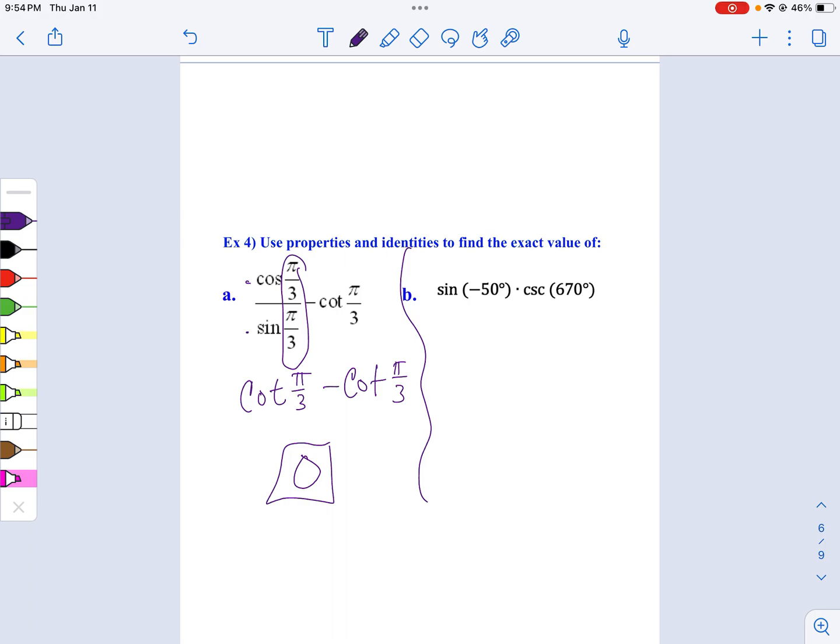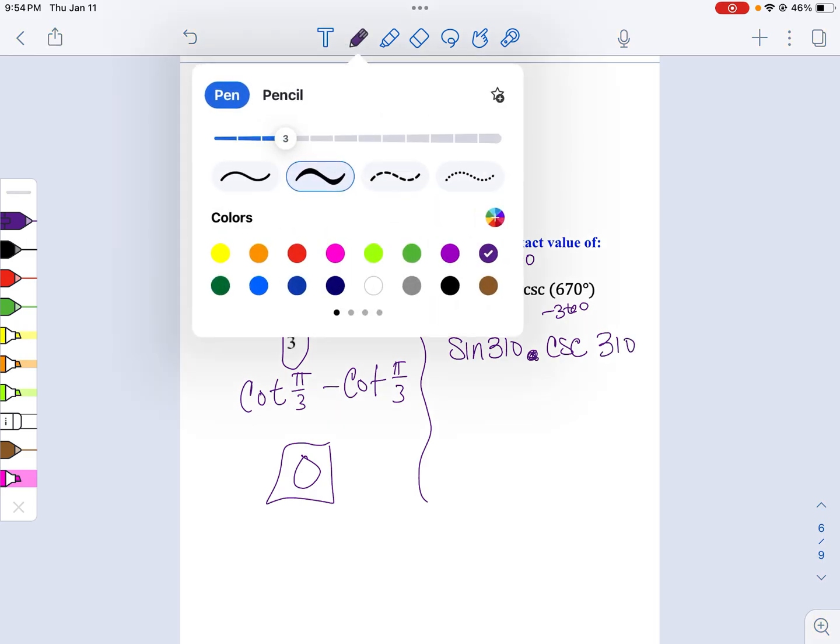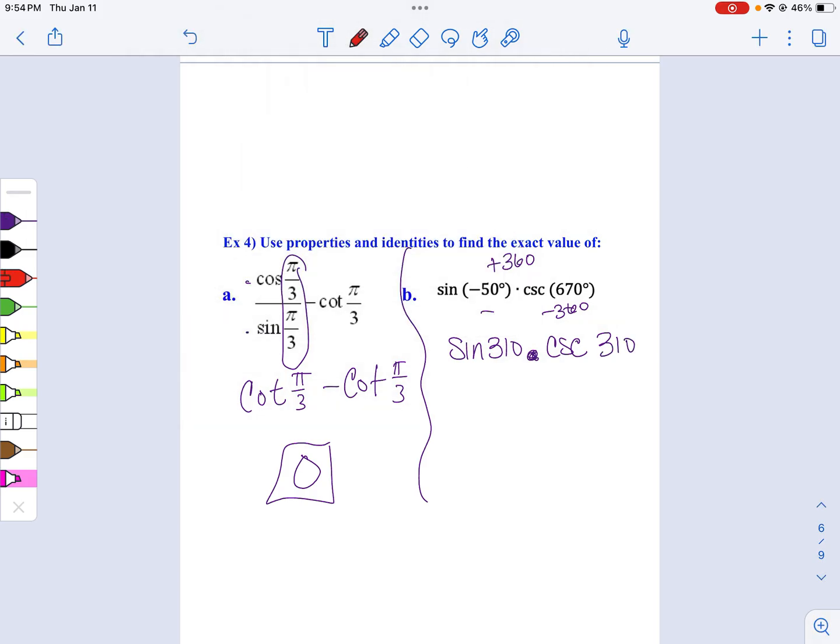All right, so I have a small problem here. I've got some negative angles. These two angles aren't the same, but let's see if we can make them the same. So yesterday we talked about coterminal angles. So I can always make angles coterminal by adding or subtracting 360. So negative 50, in my opinion, is too small, so we're going to add 360. So that gives me sine of 310 times cosecant of 670 is too big, so if we subtract 360, that also happens to give me 310. That is not a coincidence. I did it on purpose.